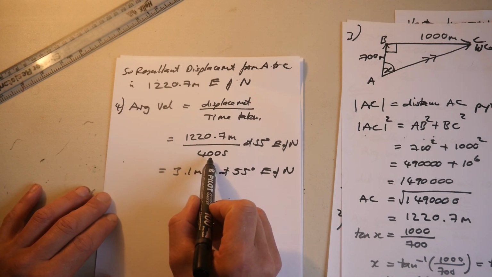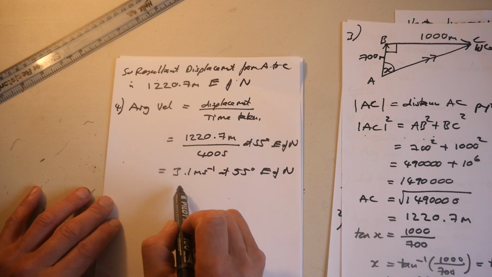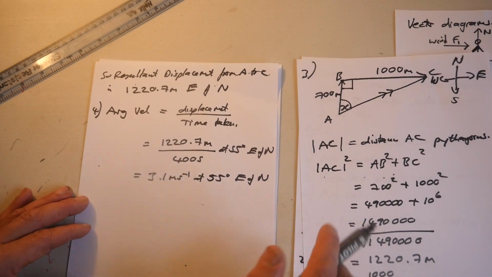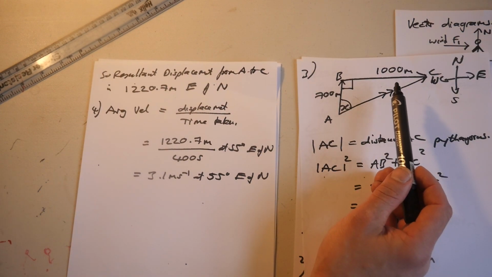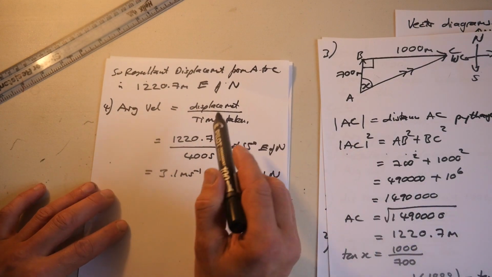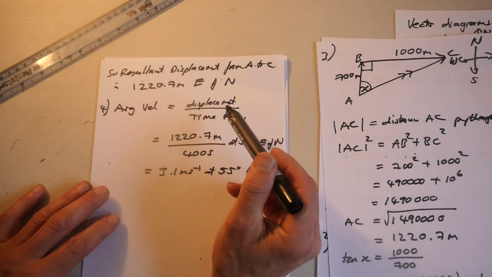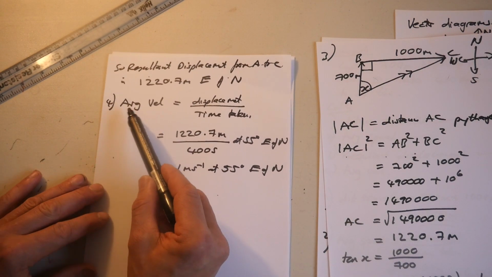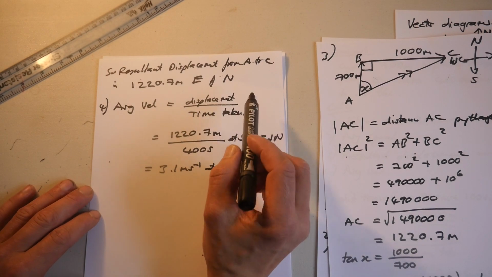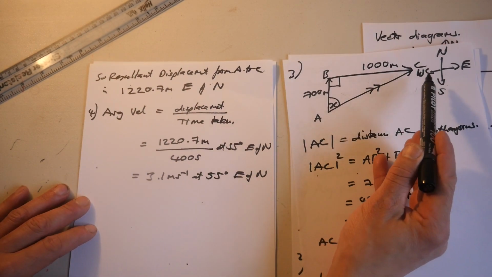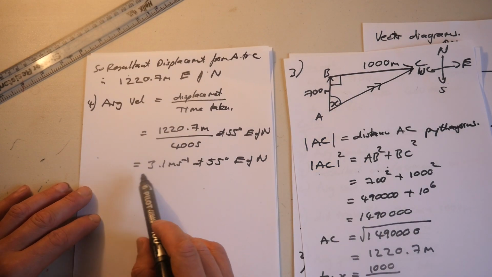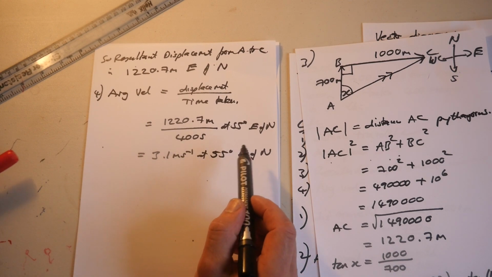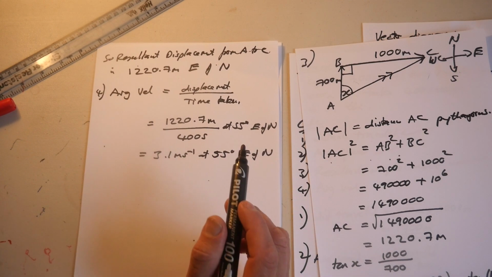3 times 4 is 12, so this is 3 times and a little bit more, so 3.1 meters per second at 55 degrees east and north. So that's the average velocity. That's why I've done displacement divided by time taken. Does that make sense? That distance moved divided by the 400 seconds gives you this, moving 3.1 meters per second at 55 degrees east of north.